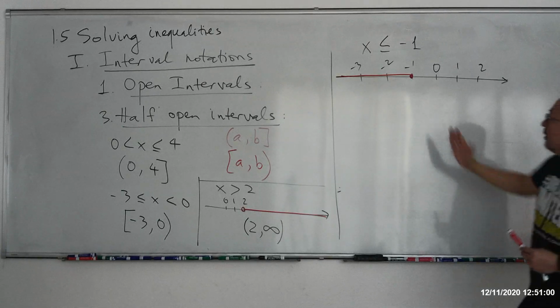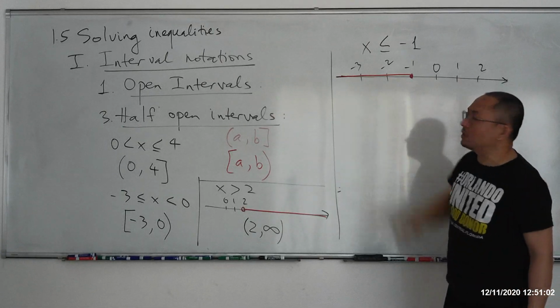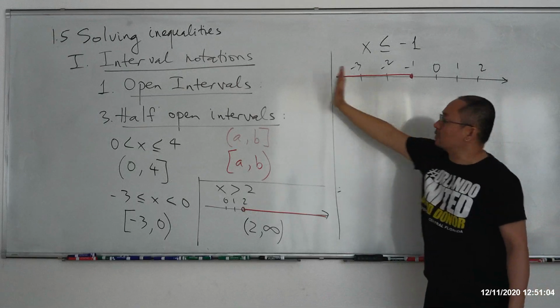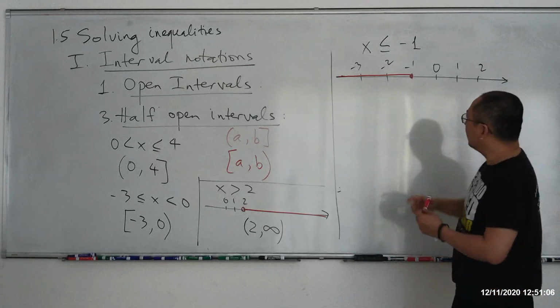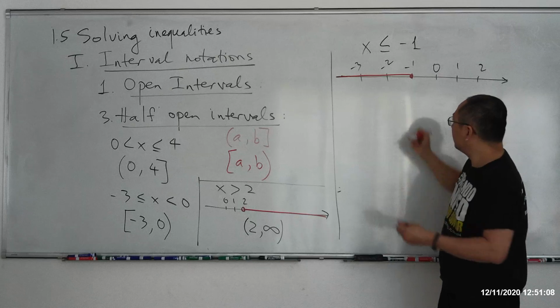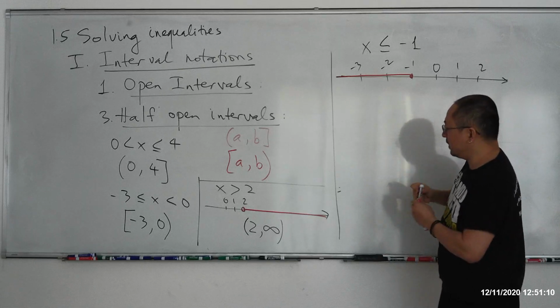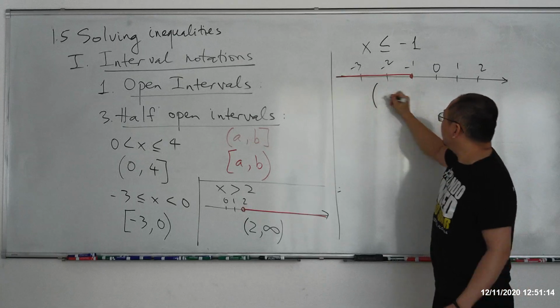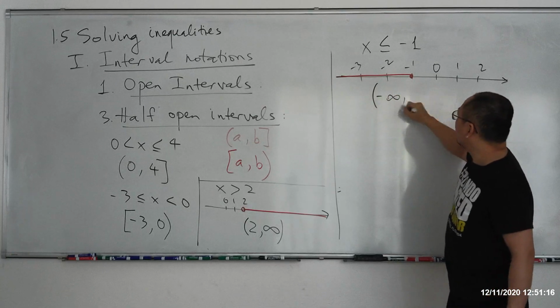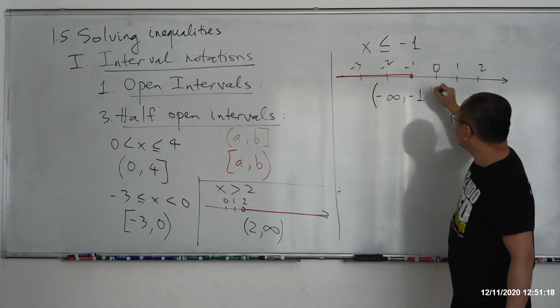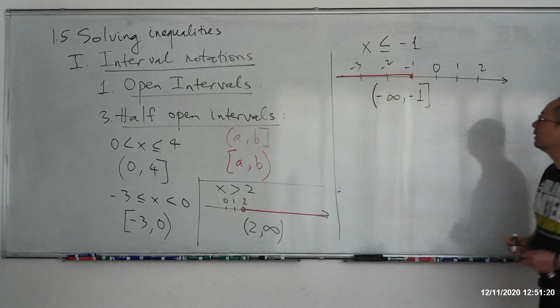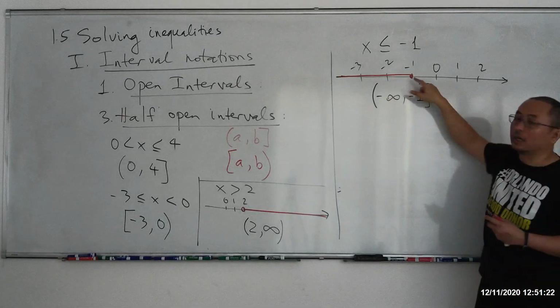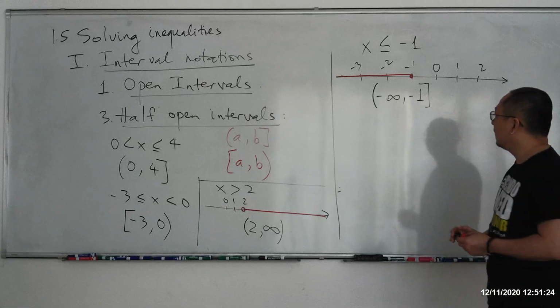Okay. So how do we use interval notation to represent this? Again, the rule is a smaller number first and then the bigger number, right? And parenthesis. All the way to the left is -infinity, and then comma, -1. But this time we have to use a square bracket to end because we are including -1 in our interval.